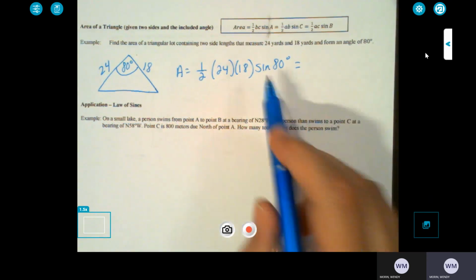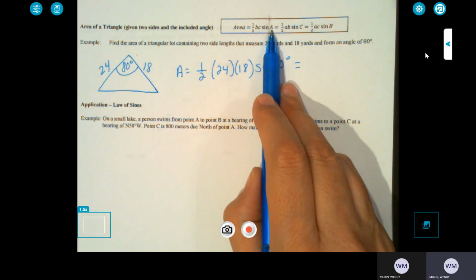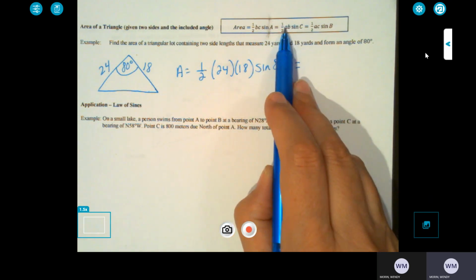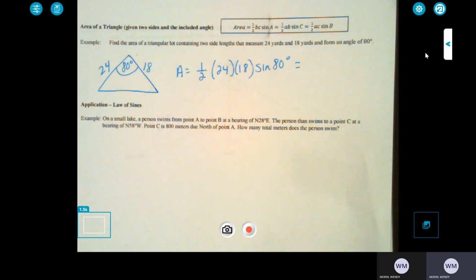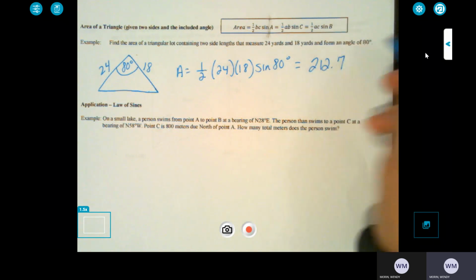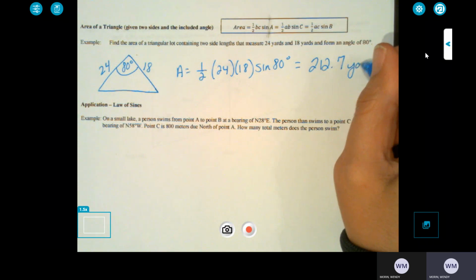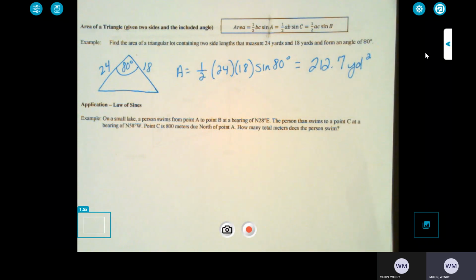So those equations are all the same. If you know BC, the angle in between is A. If you know sides A and B, the angle in between is angle C. That's all that's saying. If you type that into your calculator, you'll end up getting 212.7, and this is area, so it's square yards. Very simple.